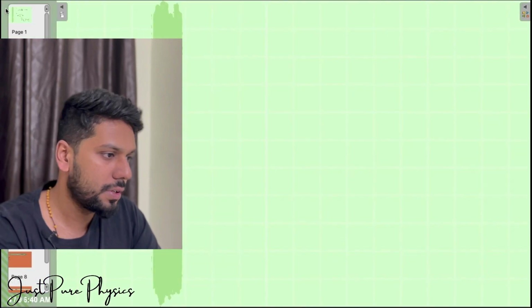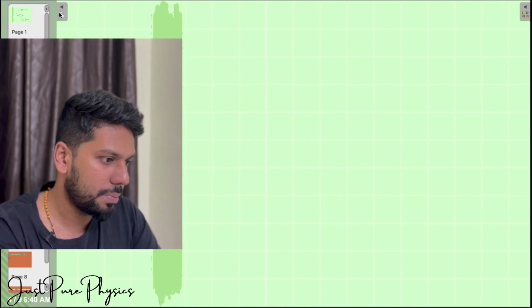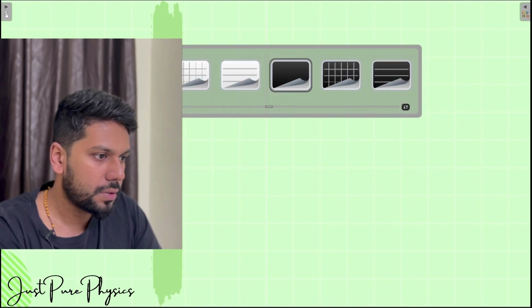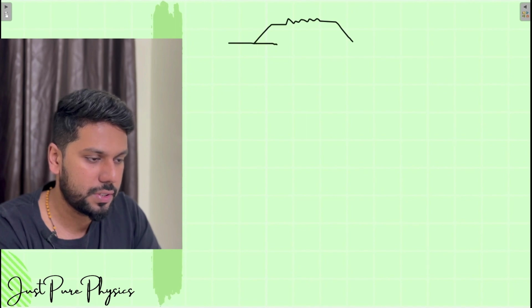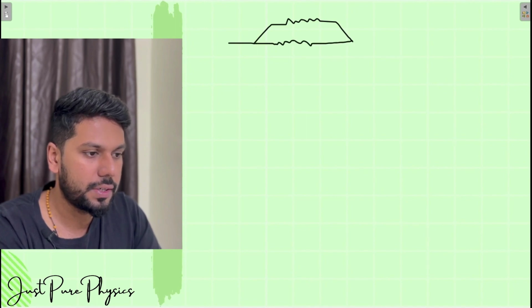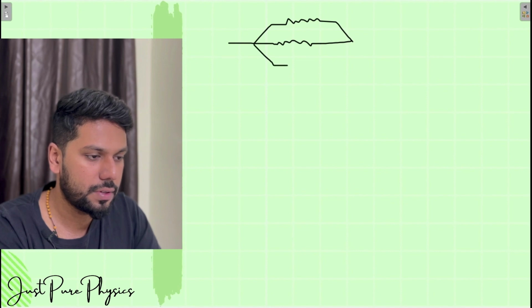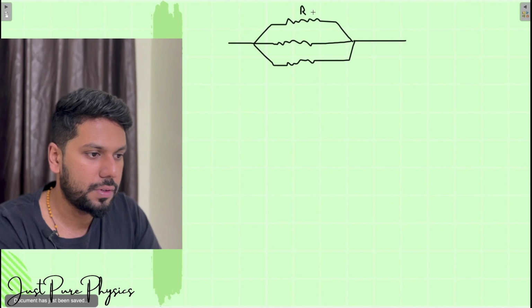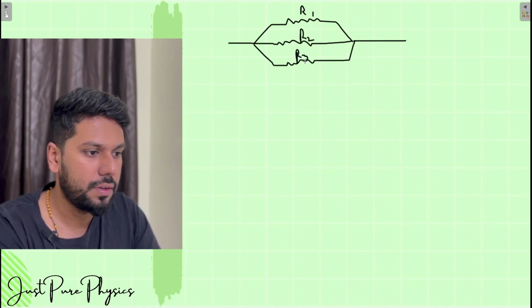Let me take you to the parallel circuit, and this is how the parallel circuit will look like. Keep checking the background all the time. Now, in a parallel circuit, the ends are connected with each other like this. And I will have R1, R2, then I have R3 here.